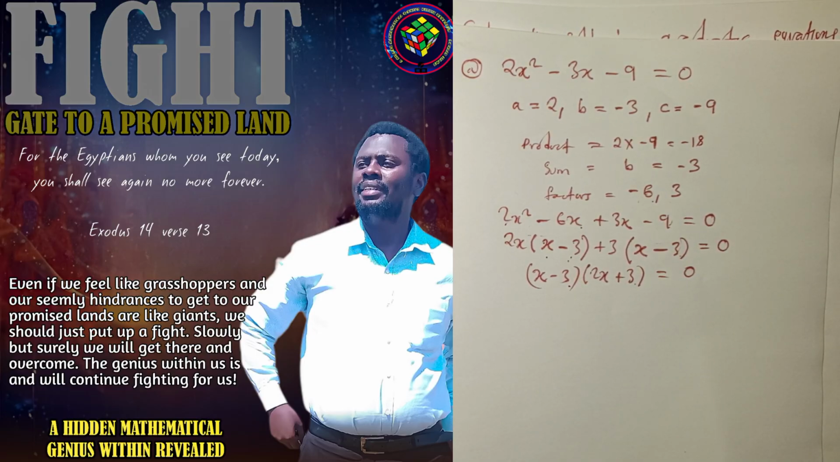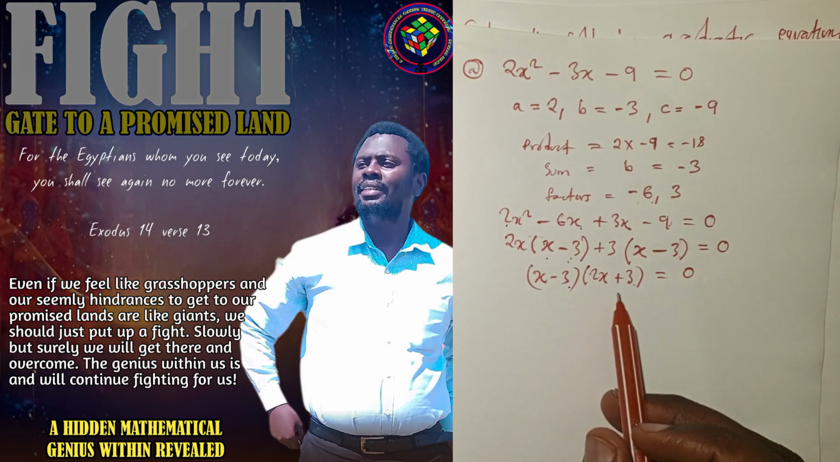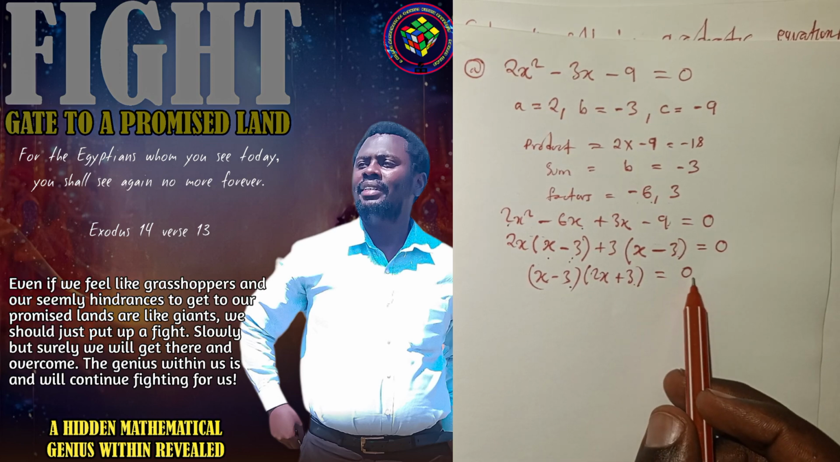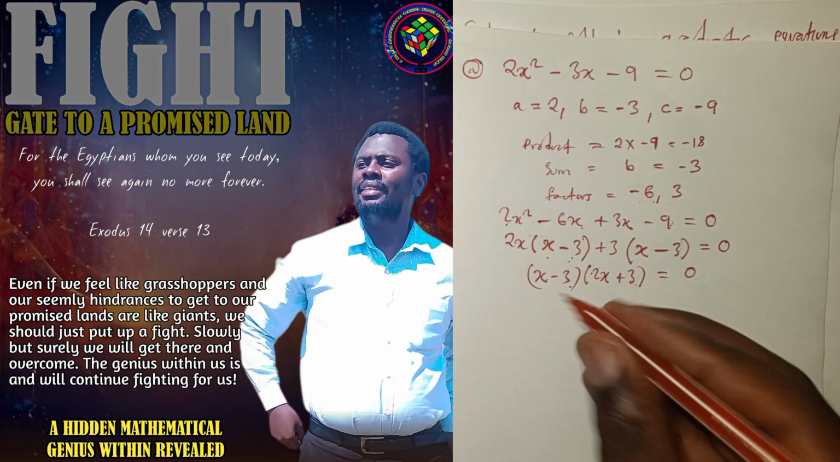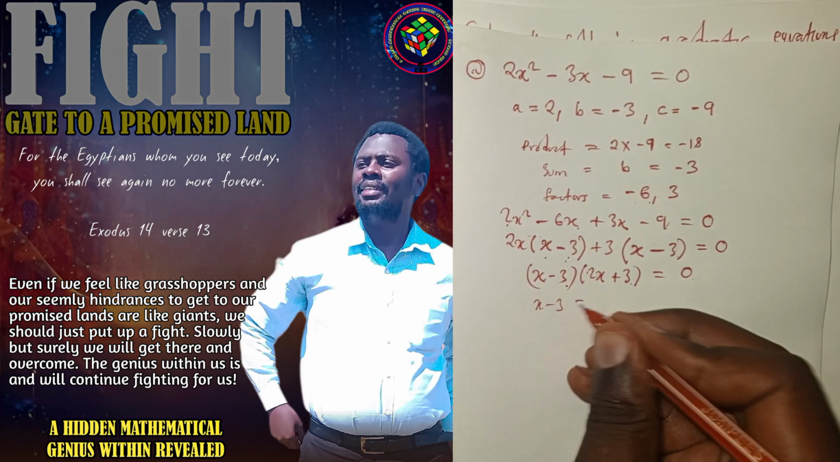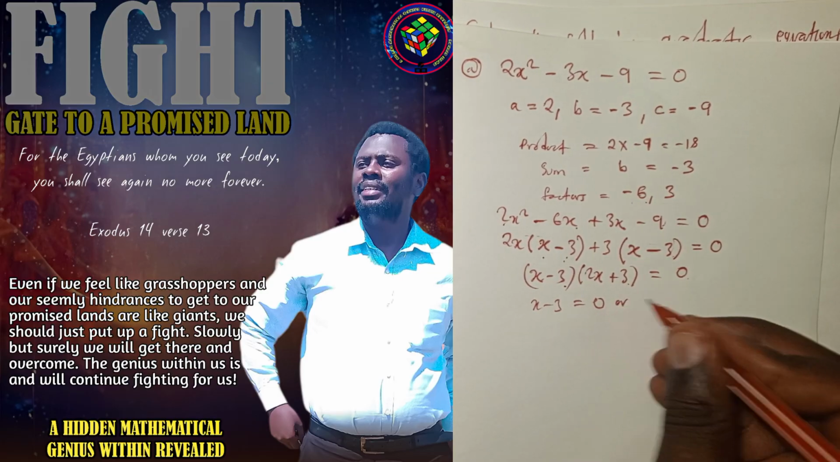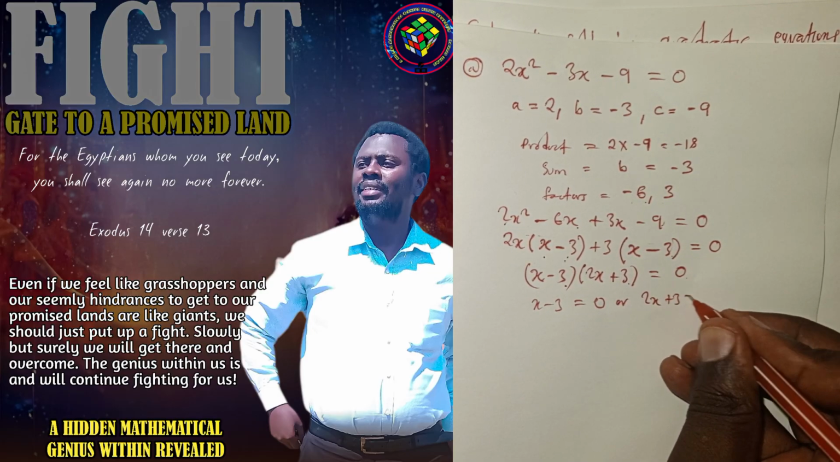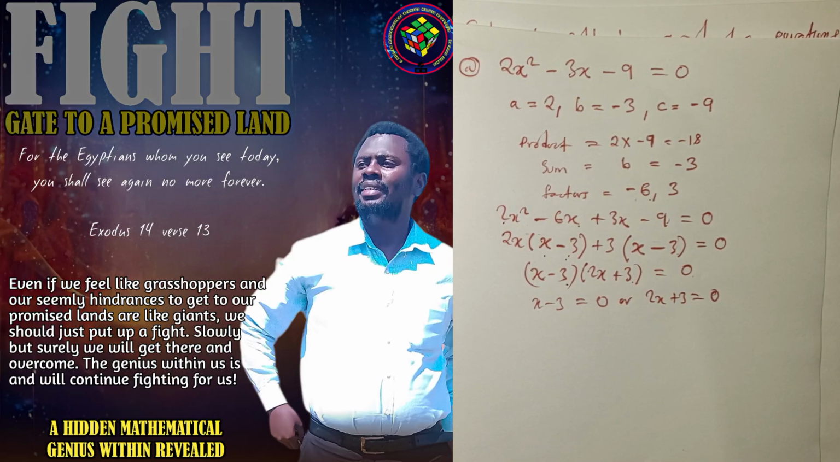Okay, we know that when you multiply two numbers and you get 0, it means one of the two numbers is 0. So if this is a product and the result is 0, it means either x minus 3 is equal to 0 or 2x plus 3 is equal to 0.